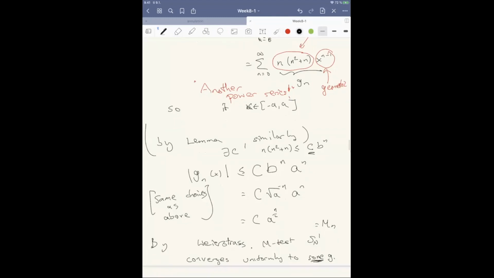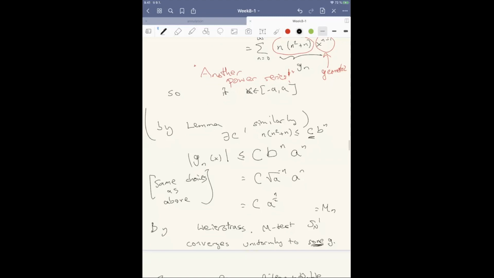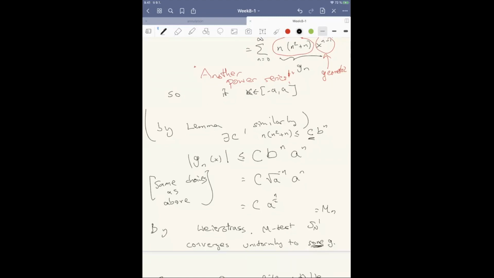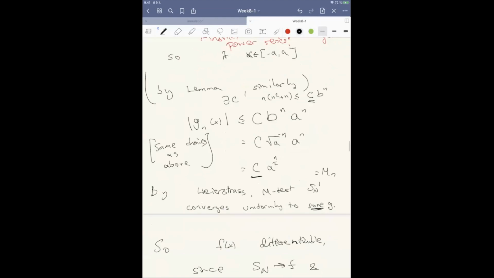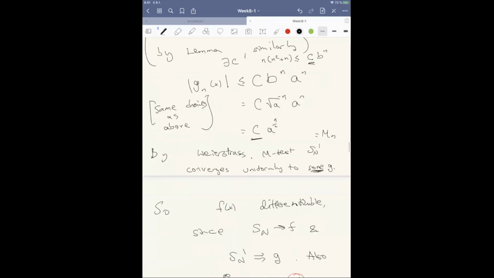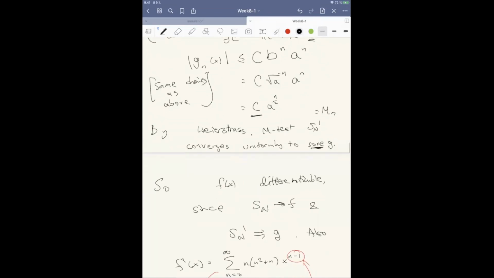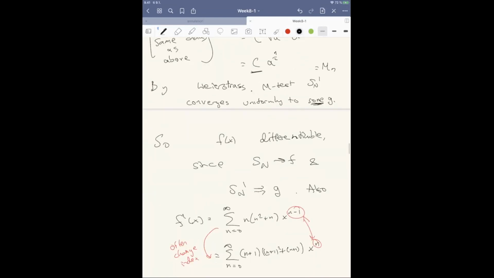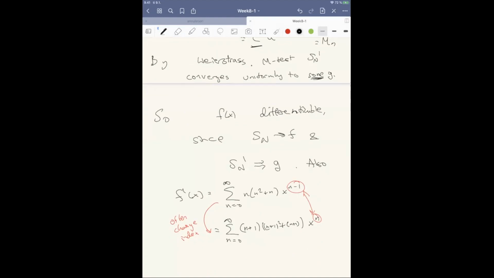And again, by the Weierstrass M-test, we get the same convergence because c times a to the n over 2 is still a geometric series, just with a different constant c. The value of c doesn't matter because we are only talking about convergence. We don't care what value it is. So we get that f is differentiable since we have the assumptions of the theorem.